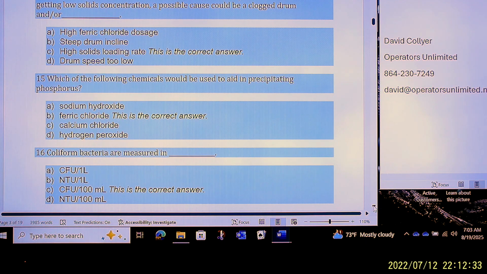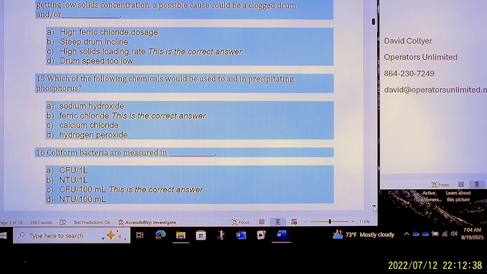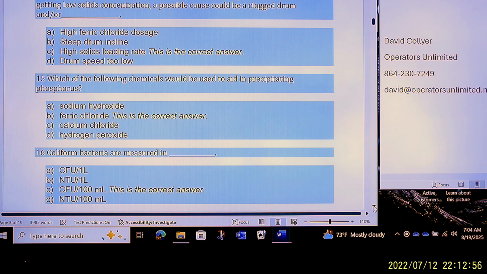Number 14, if you are feeding well-flocculated sludge to your rotary drum thickener but getting low solids concentration, a possible cause could be a clogged drum and or high ferric chloride dose, steep drum incline, high solids loading rate, or drum speed too low. The answer to number 14 is C, a high solids loading rate.